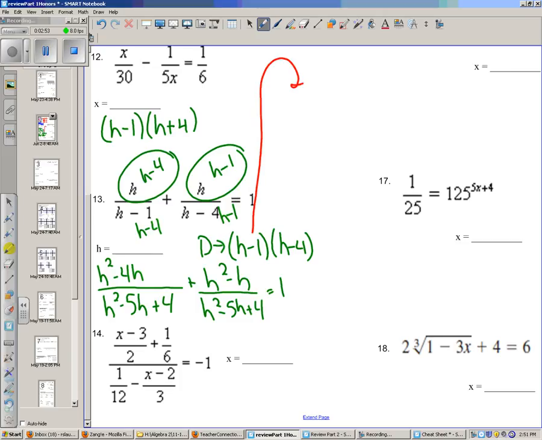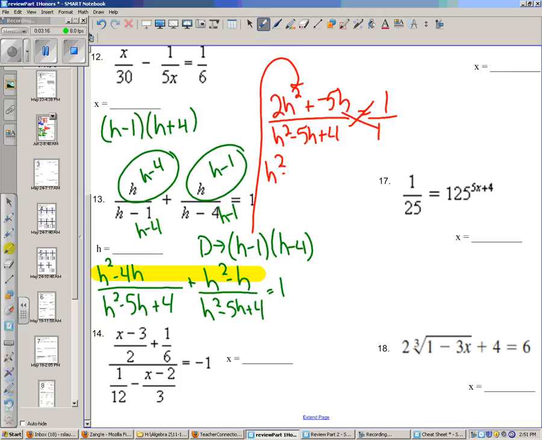I'm going to combine my numerators right here. And so when I combine them, I get 2h squared plus negative 5h over my denominator. And that equals 1. I'm actually going to put it over 1 because I'm going to do cross products. So when I multiply, I get h squared minus 5h plus 4. Cross products the other way is just 2h squared plus negative 5h.